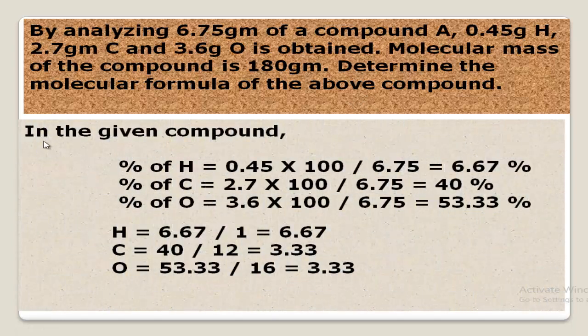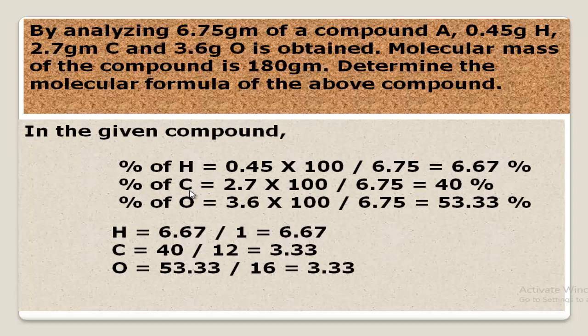In this way: in the given compound, what is the percentage of hydrogen? In 6.75 gram, the amount of hydrogen is 0.45 gram, out of 1 and out of 100. So we can determine it like this: 0.45 gram into 100 divided by 6.75 equals 6.67%. This is the percentage composition of hydrogen in the mentioned compound.